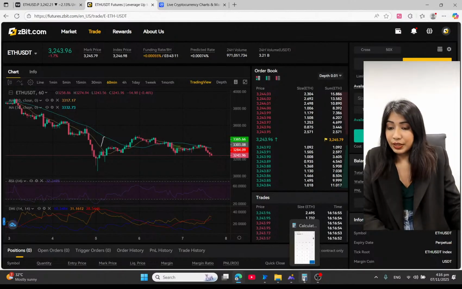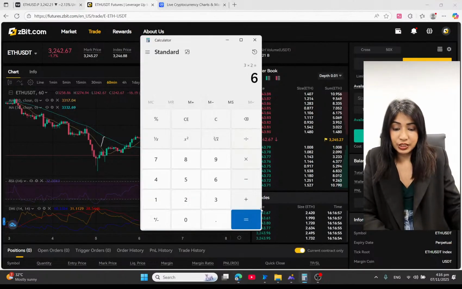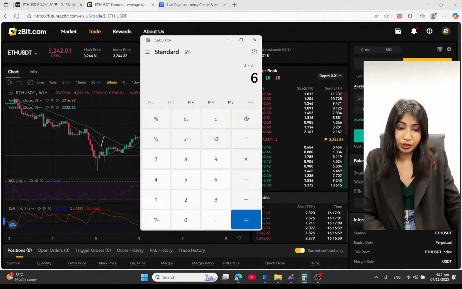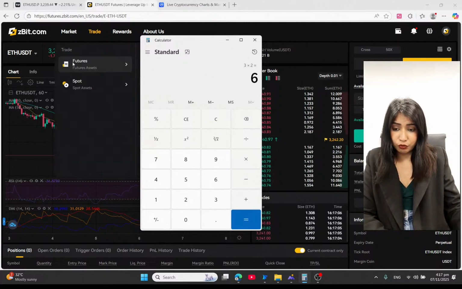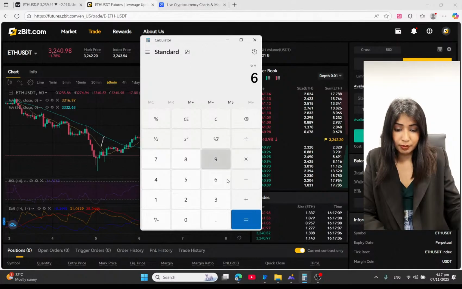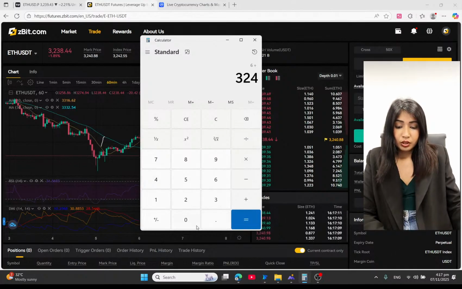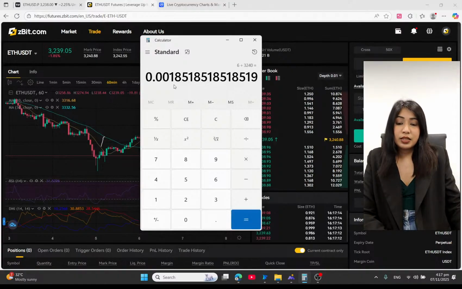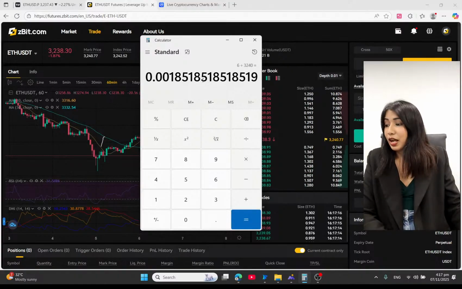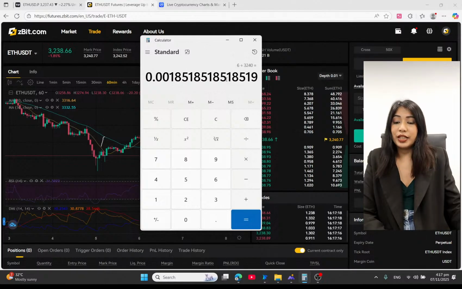Imagine you are entering into a trade at this current price, which is 3240. So you have $3. You've taken 2 times leverage. $6 is what you have. Now you're taking a trade at the 3240 current price, so $6 divided by 3240. You're buying it at 3240, which means you got 0.001851. This is the contract of Ethereum that you're buying.